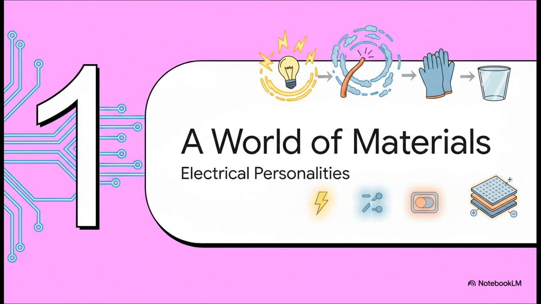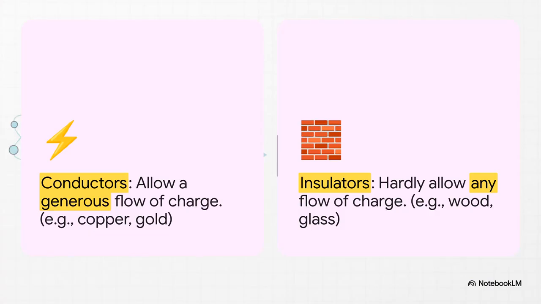You can basically think of every material out there as having one of three different electrical personalities. So you have your conductors, right? Things like copper. They just let charge flow like a river. Then you have insulators: glass, wood, plastic. They pretty much stop that flow completely.